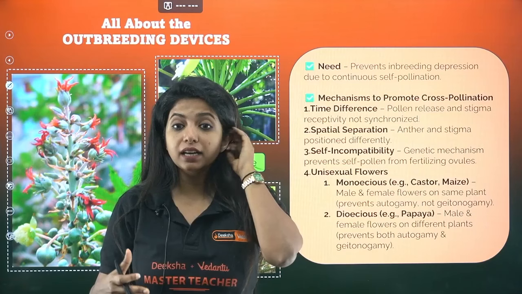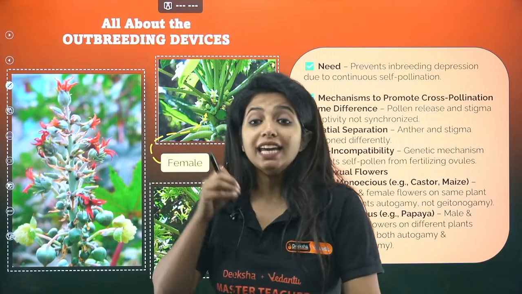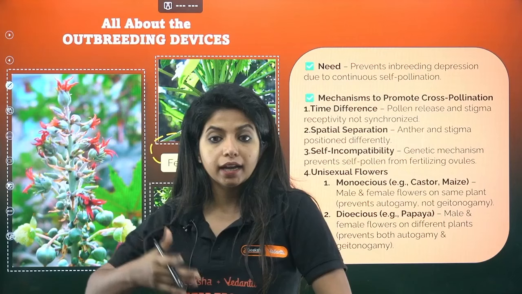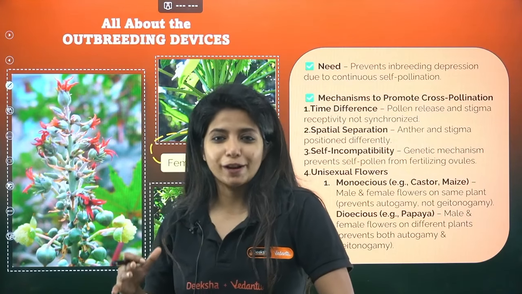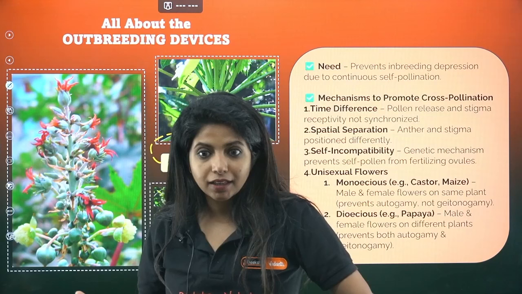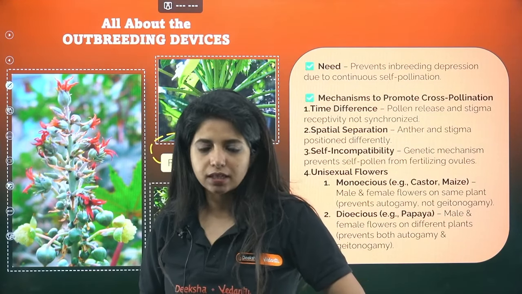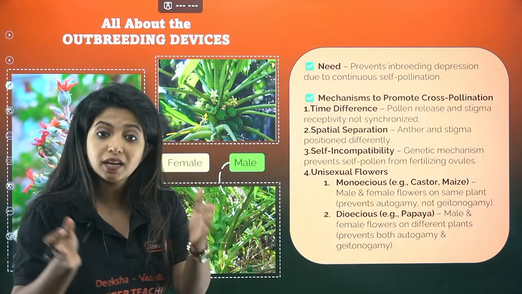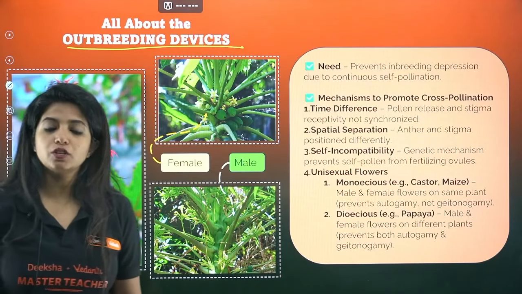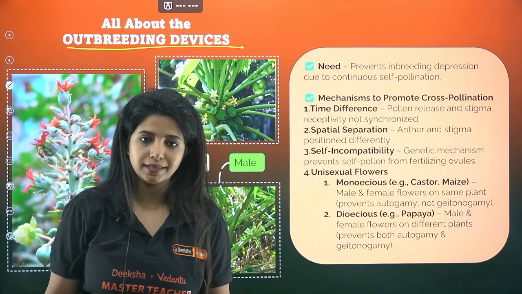And self-breeding causes what? Self-pollination causes inbreeding depression. That means the plants have their harmful traits again and again, and it could lead to depression in plants. They might not be good at surviving in the normal environment out there, and a lot of other things. Which is why plants have developed their own ways to avoid self-pollination, and that is known as outbreeding devices.